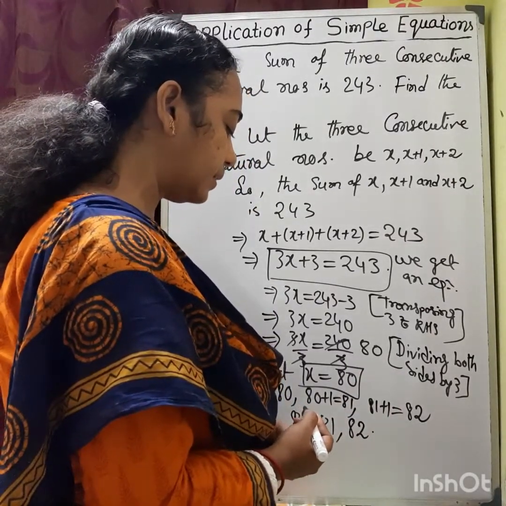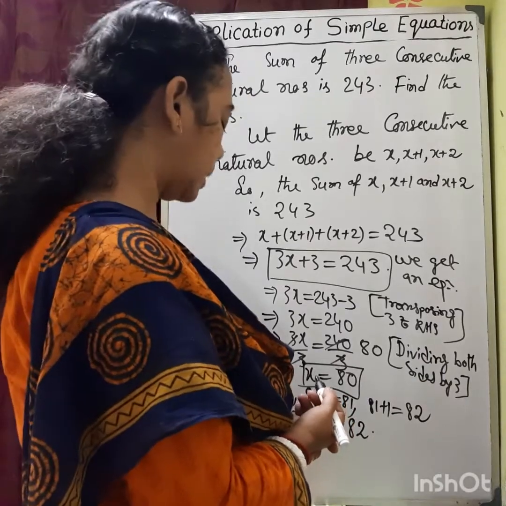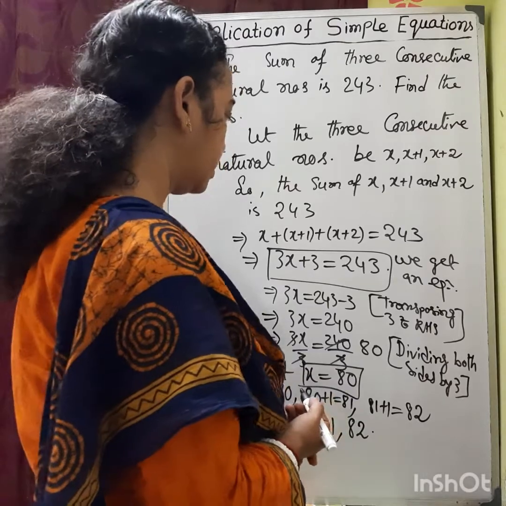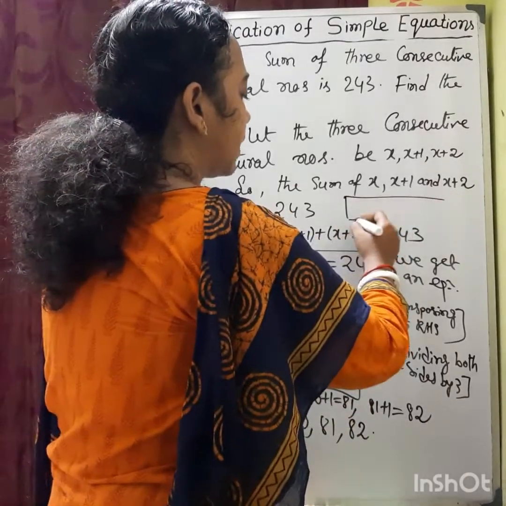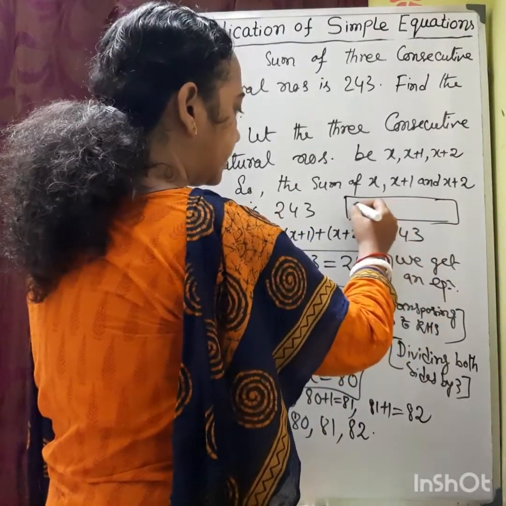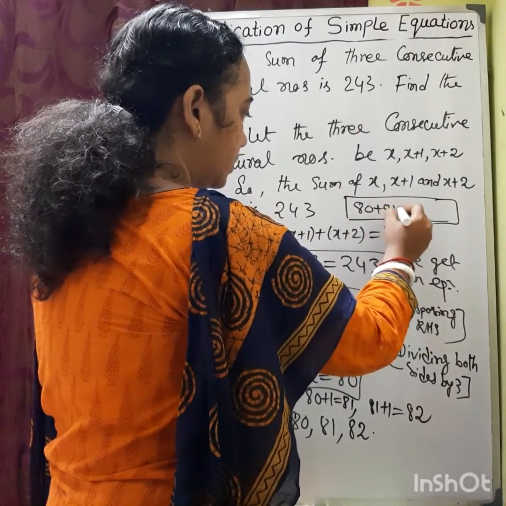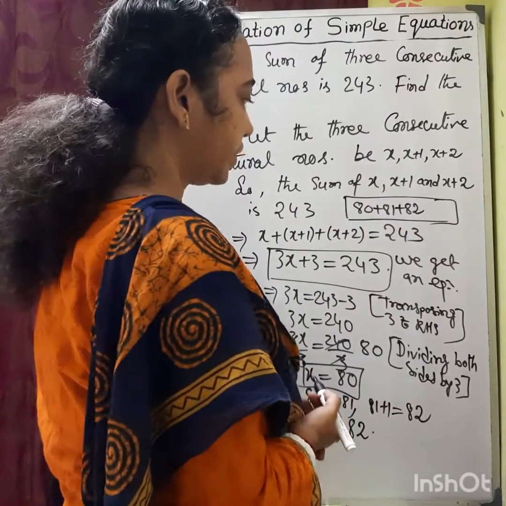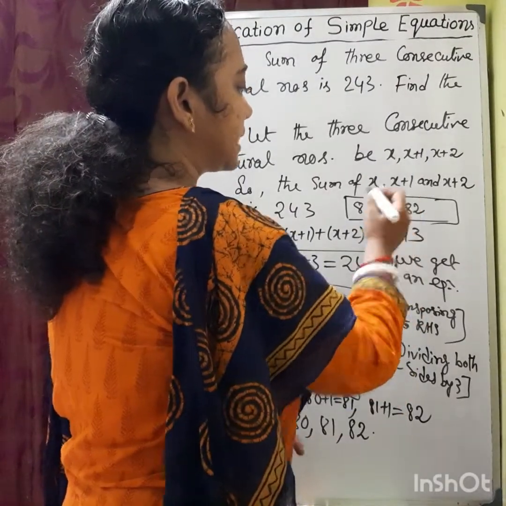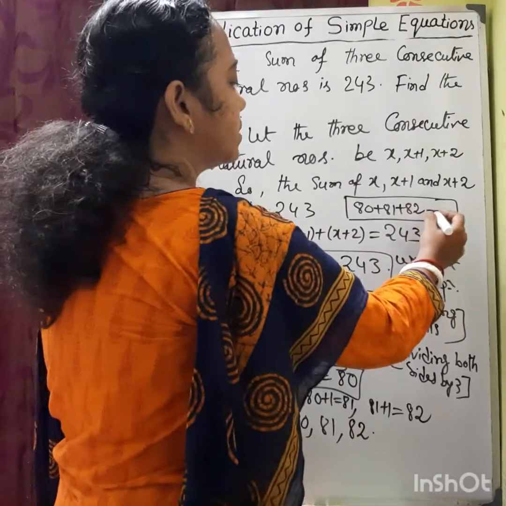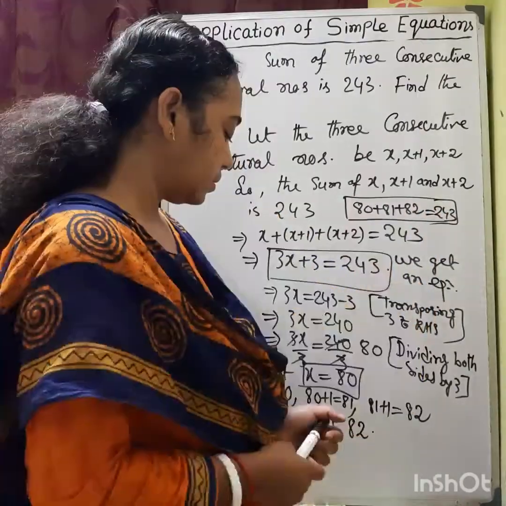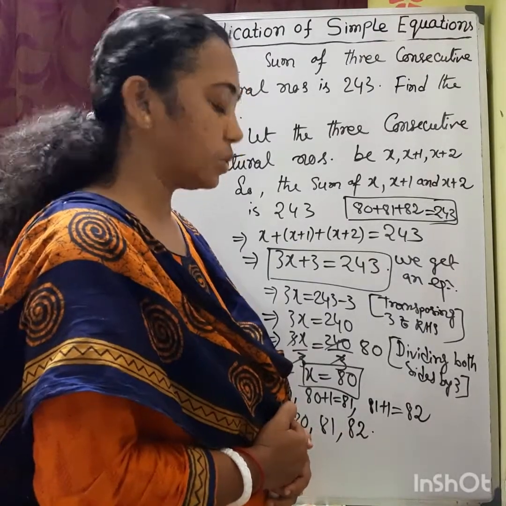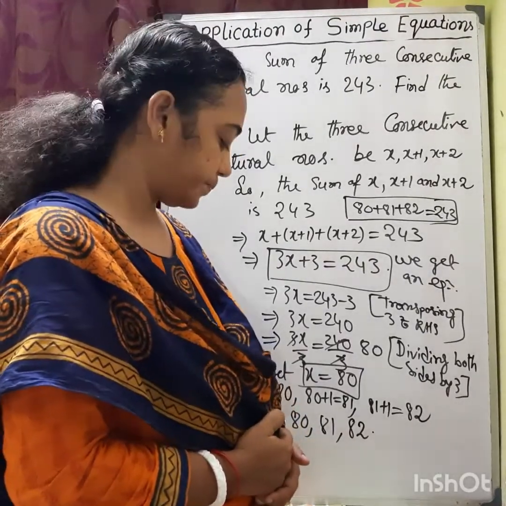Now let us check whether the sum of these 3 numbers is coming 243 or not. For that, let us put these values, that means 80 plus 81 plus 82. We know 3 eights are 24. So 80 plus 80 plus 80 becomes 240, plus 3. That means we are getting here the sum as 243. So hence 80, 81, 82 are the required 3 consecutive natural numbers.